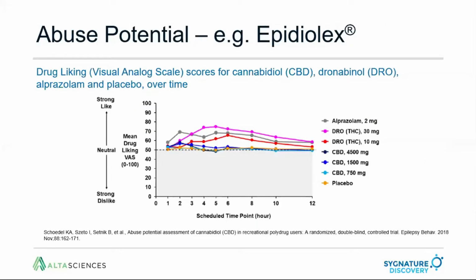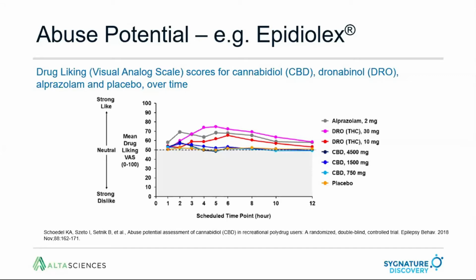A recent example of a newly marketed drug that underwent abuse potential evaluation is Epidiolex, which is cannabidiol, an ingredient derived from marijuana. Epidiolex was approved for the treatment of seizures associated with Lennox-Gastaut syndrome or Dravet syndrome in patients 2 years of age or older.